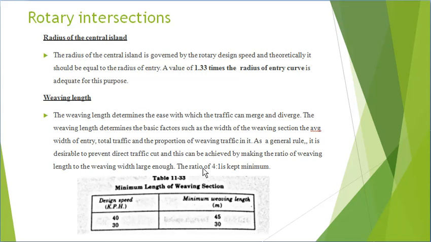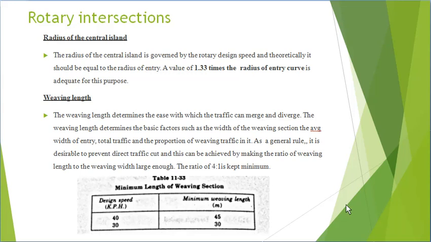Usually the ratio of the weaving length to weaving width is kept as 4 is to 1. That is the minimum value. Okay, 4 is to 1 means the weaving length to width ratio is 4 is to 1. And also, if the design speed is 40 kilometer per hour, we are providing a weaving length of 45 meter, and if the design speed is 30 kilometer per hour, the minimum weaving length is 30 meters.